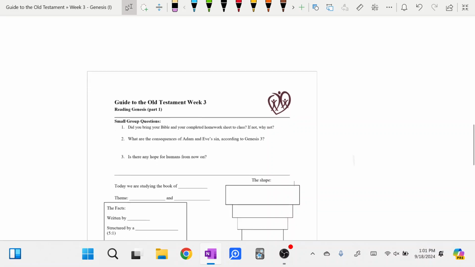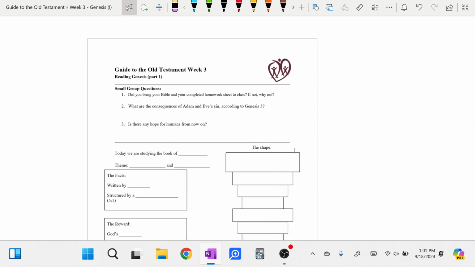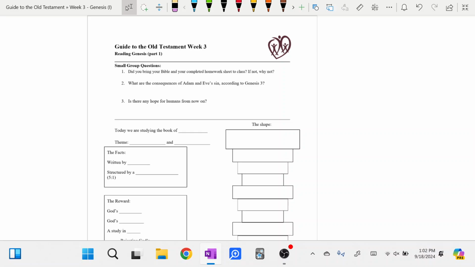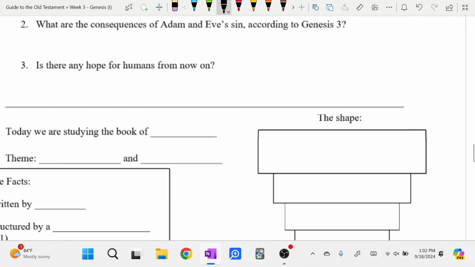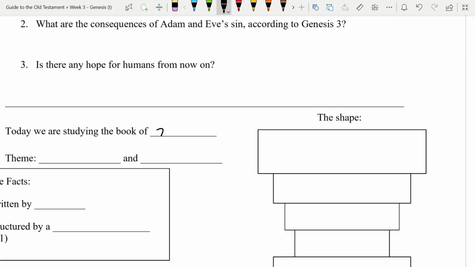All right, welcome to Guide to the Old Testament, Week 3. This is part 1 of reading Genesis. So we can go ahead and fill in our first blank while we're at it. Today we're studying the book of Genesis.